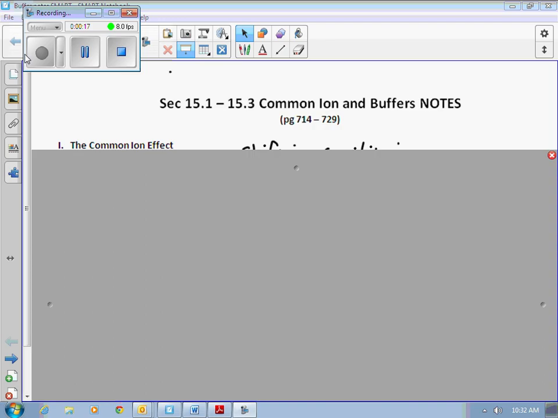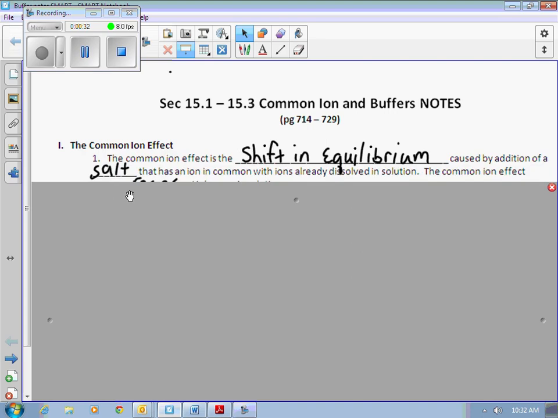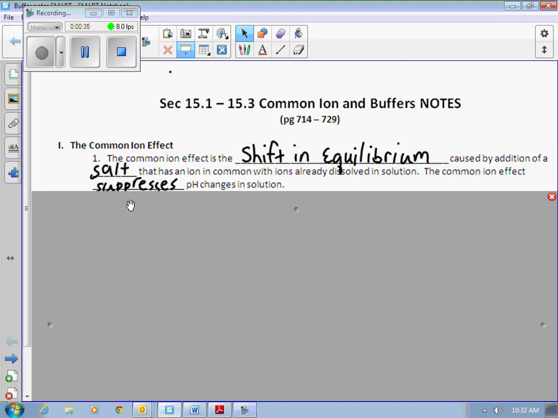But anyway, today we are going to learn about the common ion effect. This is a complete extension of Chapter 14, so you're going to see a lot of familiar things here. First of all, the common ion effect, in a nutshell, is basically a shift in equilibrium. It's caused by adding a salt that has an ion in common with ions already dissolved in solution. We're going to define that more clearly in a minute, but for now, the big idea is that the common ion effect suppresses or stifles, or basically causes a pH change not to happen like it normally would.